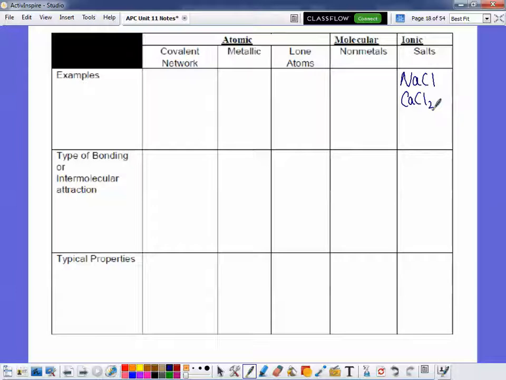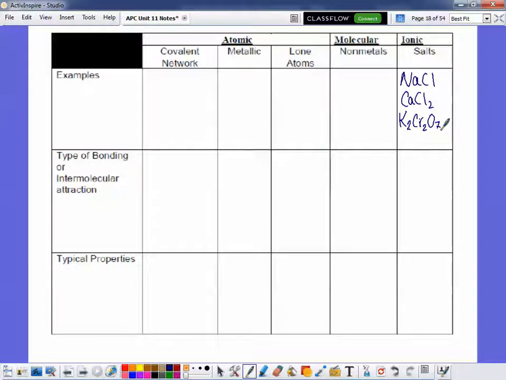CrO4 would be part of it, but maybe let's get one with a polyatomic ion. NaNO3. How about potassium dichromate? Let's get some real ones.